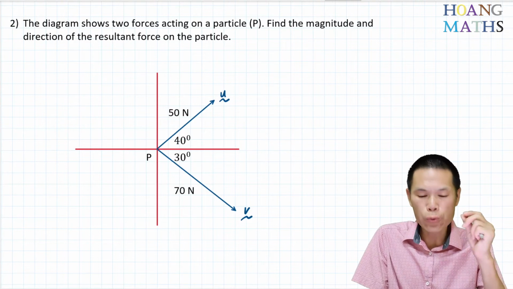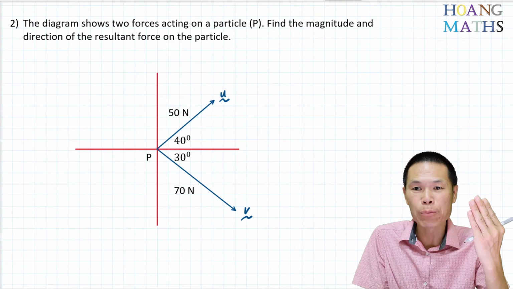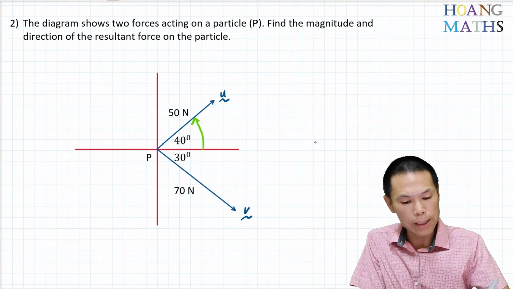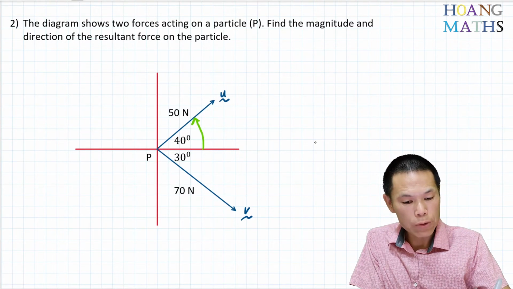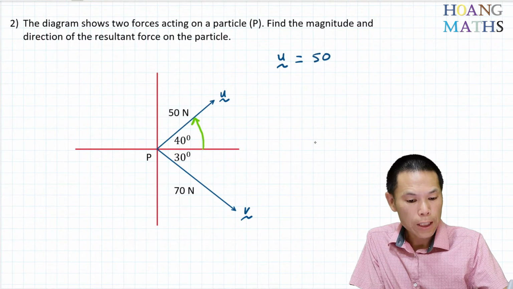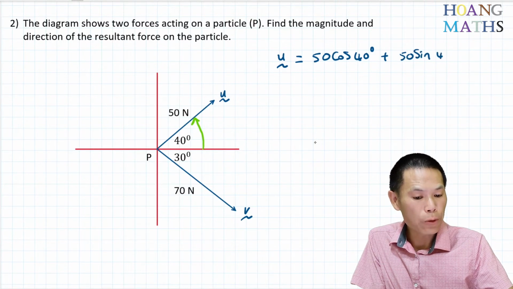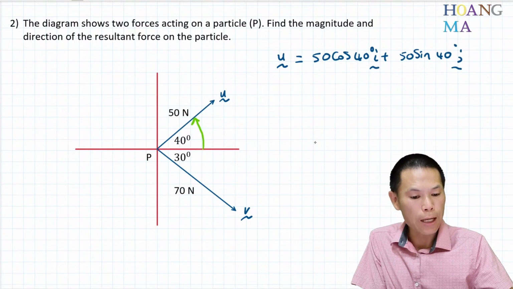So first of all, we just need to work out vector u and vector v first, and then we add them together. We know that the direction for vector u is this, so that is 40 degrees. Therefore, let me write this down. u is equal to 50 cos 40 degrees i plus 50 sin 40 degrees j.